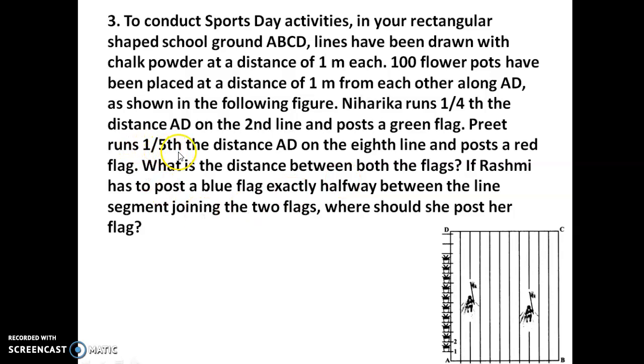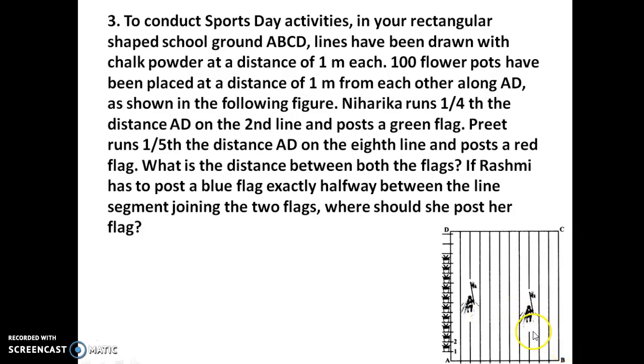Then Preet runs 1/5 distance AD on the 8th line and posts a red flag. What is the distance between both the flags? If Rashmi has to post a blue flag exactly halfway between the line segment joining the two flags, where should she post her flag? So 1/4 of the distance is covered by Niharika and 1/5 distance is covered by Preet. So both are placing a flag.